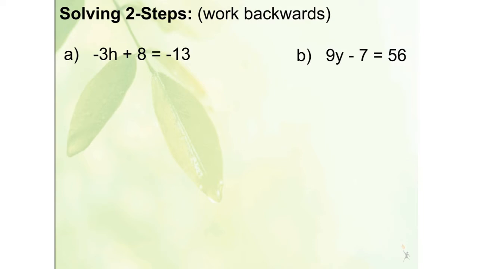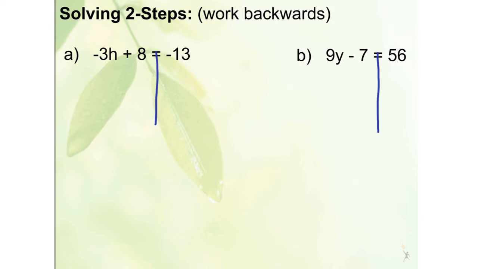Let's take a look at a few of these. Now again, remember to be careful with negatives and always double check your answers on a calculator. We're going to start. I always start by finding my equal sign and drawing that line down. I can do that on both A and B.